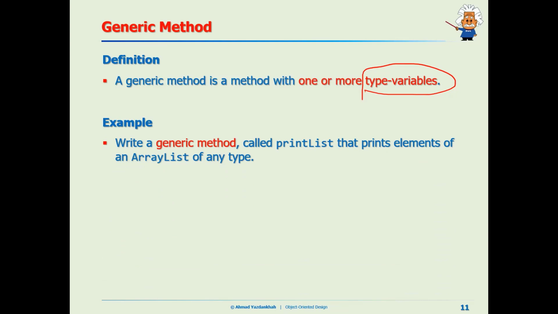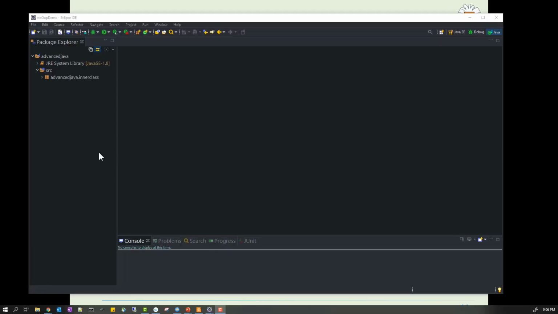Our goal is to write a generic method that can print all elements of an array list. Since array list is a generic type, we don't know what type of classes are going to be passed to this method. That's why it is a generic method. So let me bring up my Eclipse.